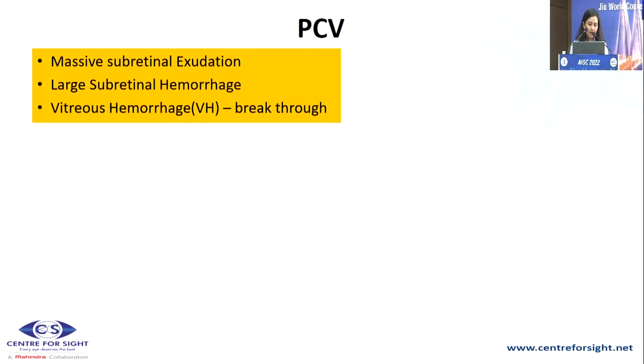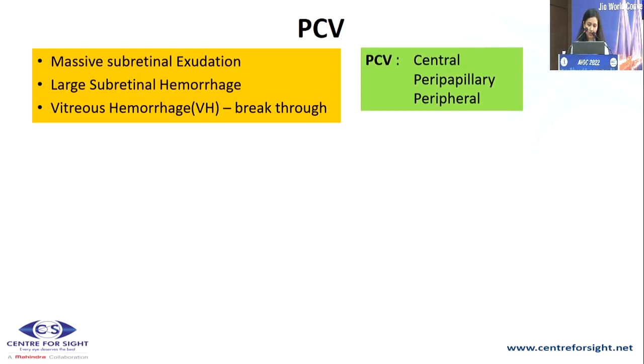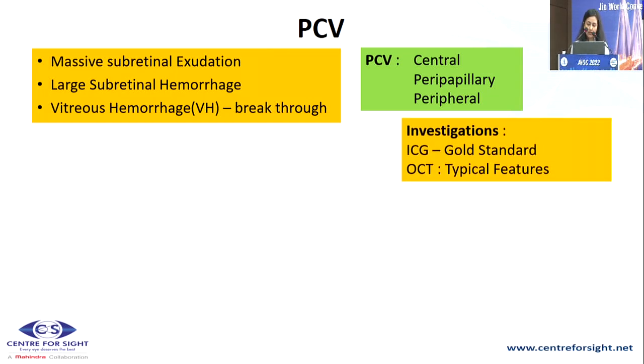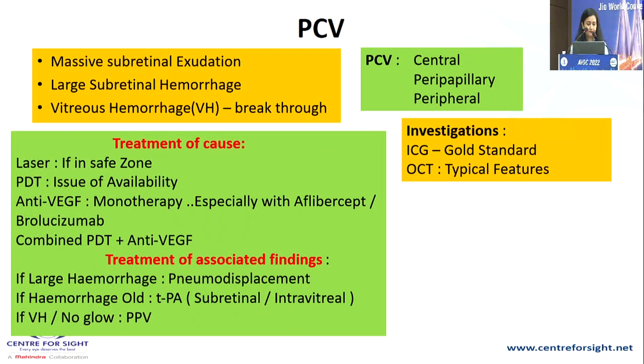So to look at PCV, we could see it as massive subretinal exudation in the retina. It could also present as large subretinal hemorrhages or even a breakthrough hemorrhage, and could be of central, peripapillary or peripheral type. The gold standard of investigation is indocyanine green angiography. However, typical features are also seen on OCT, which have been documented.